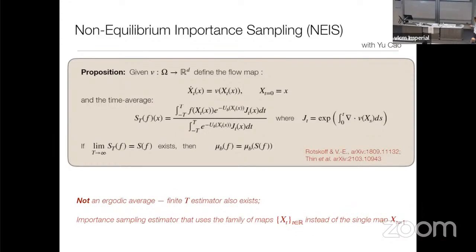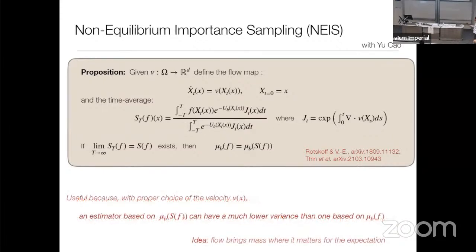And why do you think a priori that this might be useful? Well, it might be useful because with the proper choice of the velocity, even though you have this identity, if you base an estimator on the time average of F, it might be better than basing it directly on F. Recall that in practice, to estimate this expectation, you need to draw samples from the base, and you have only a finite number of them. And so it could be that the variance of this is better than the variance of that.